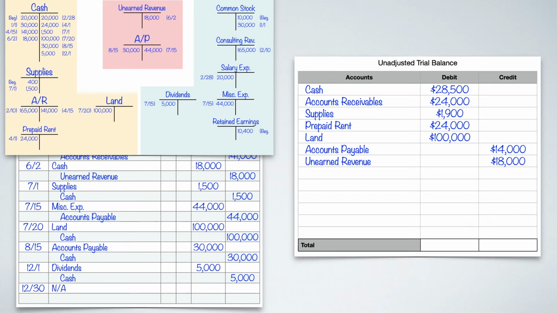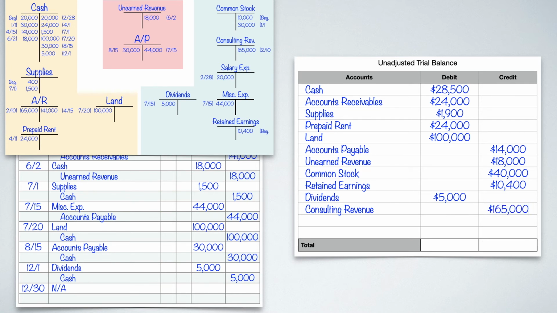Now we go into the equity accounts. So we have common stock. Common stock, we just add up those two numbers. That's going to give us 40,000 to the credit. Retained earnings is going to be 10.4. Again, we didn't do anything for that one, so 10,400. Dividends is going to be 5,000 towards the debit. And then we have consulting revenue of 165 on the credit. Then salaries expense, 20,000 on the debit. And then finally, we have miscellaneous expense of 44,000 on the debit.